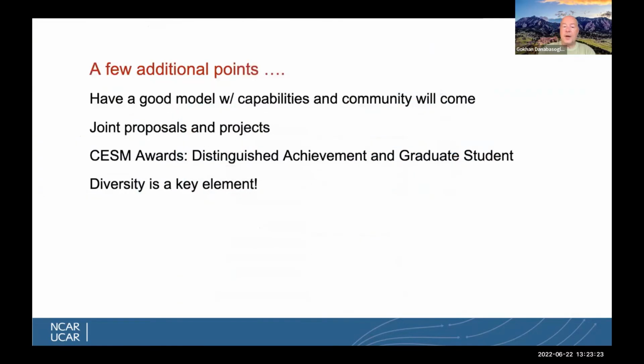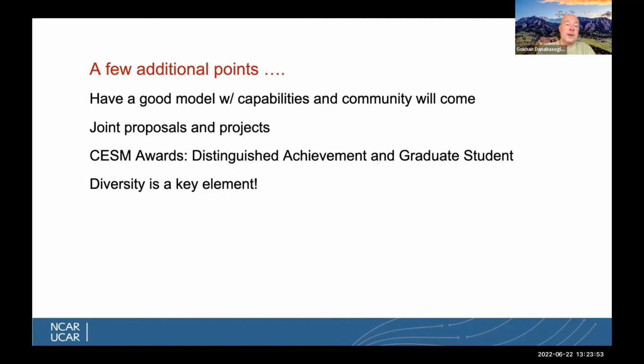Just to wrap up, a few additional points. I think, as I try to convey here, in addition to making sure that the community has a say at the table, and I'm trying to stress that it's a two-way interaction, we need to make sure that our model is good enough and has the capabilities that the community needs so that they can directly use our model for their research purposes. So this is quite important.